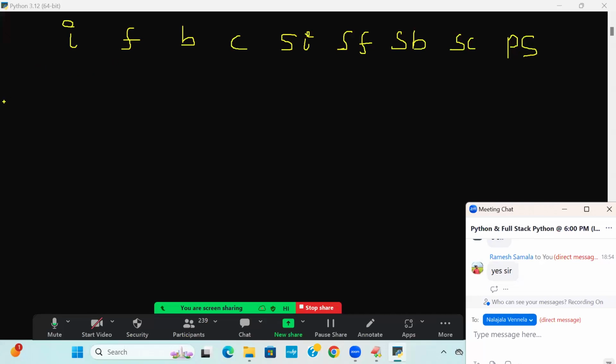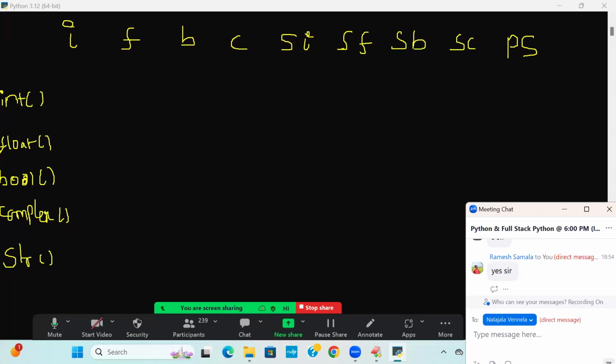Pure str. What is my function now? Int of. Be careful, no tension at all. Int of. Next is called what? Yes, float of. Next is called what? Bool of. What you learned, I'm just having a revision of it. Bool of. Next is what? Come on. Very good. Complex of.